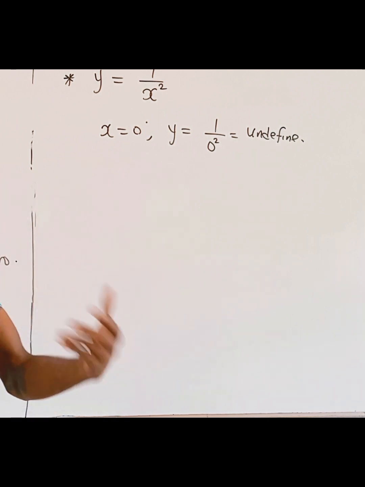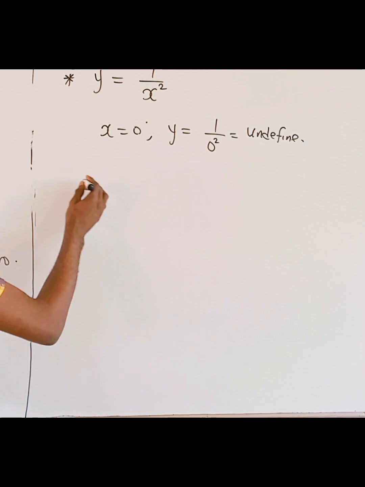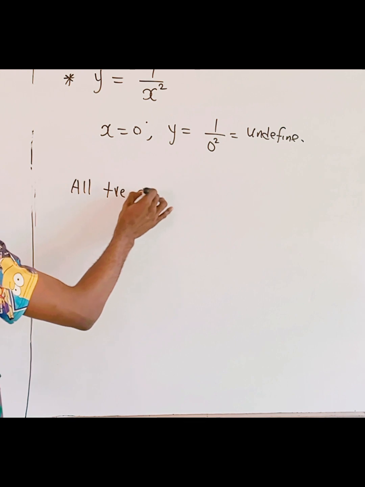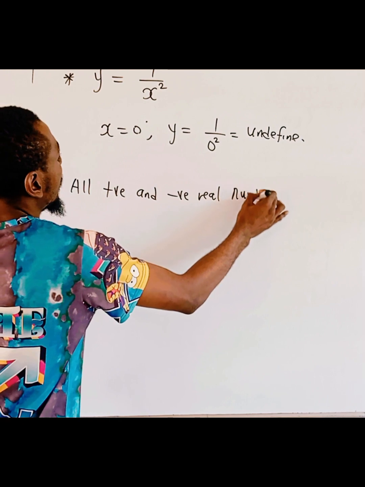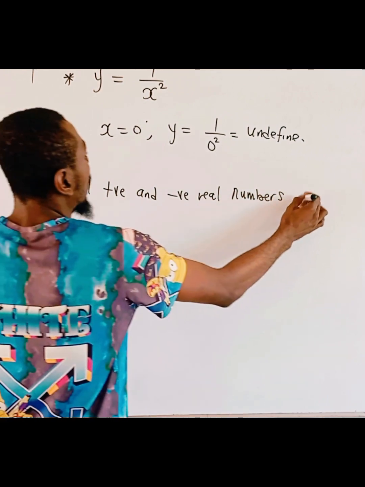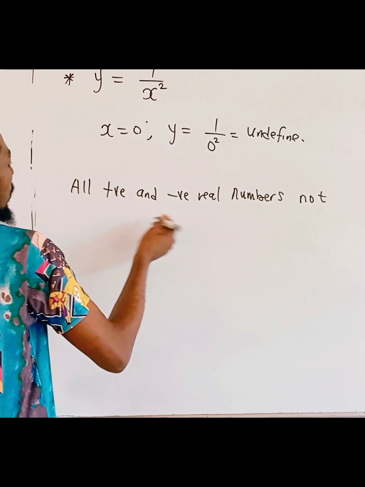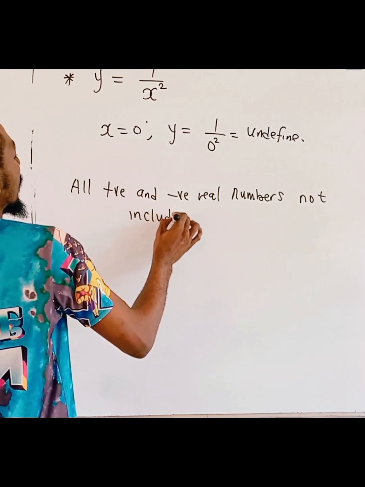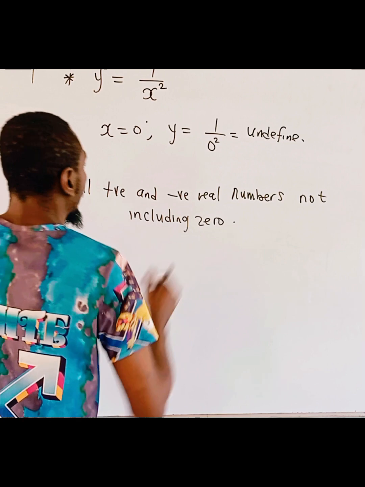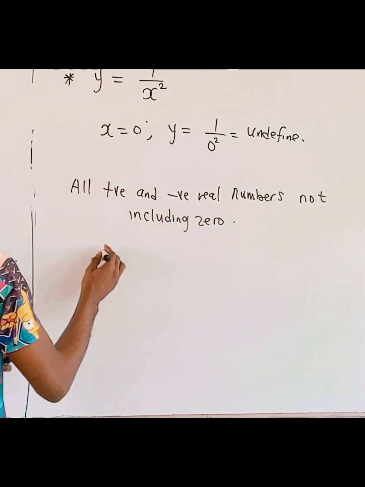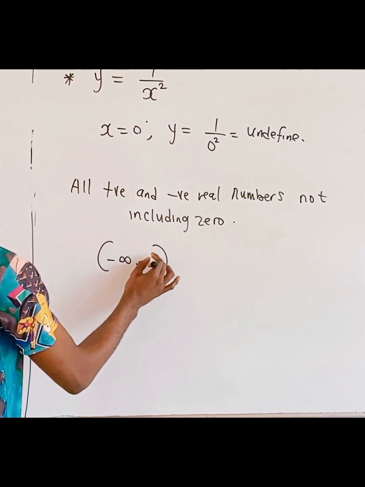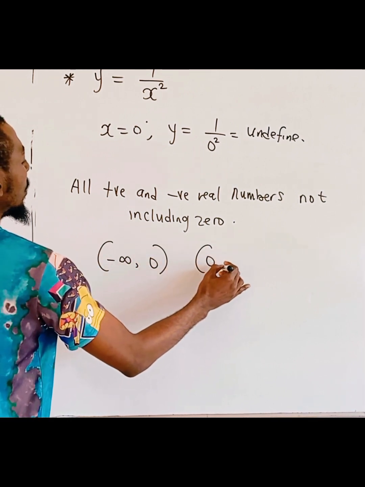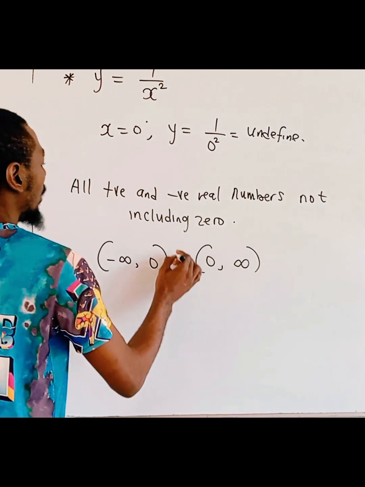The function is equally defined. So we can say that the domain of the function is all positive and negative real numbers, not including 0, or excluding 0. Then if you want to write it in set notation, we can say negative infinity to 0, this parenthesis means excluding 0, then excluding 0 to positive infinity, then unite.